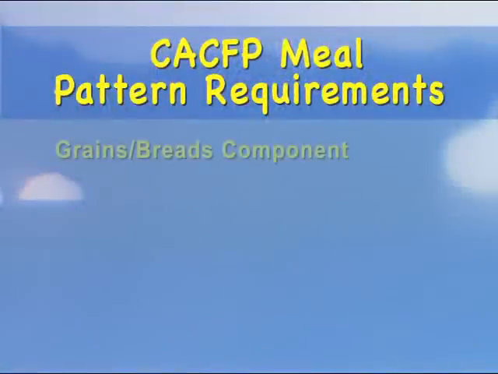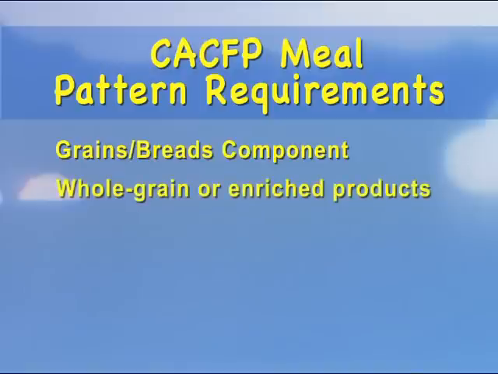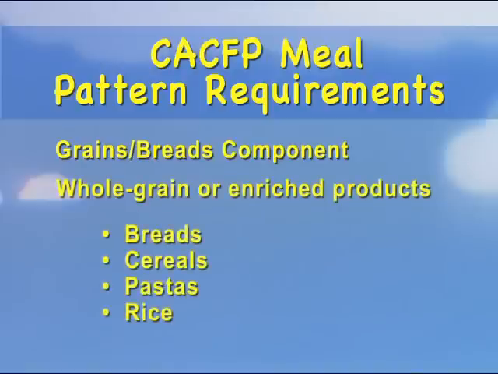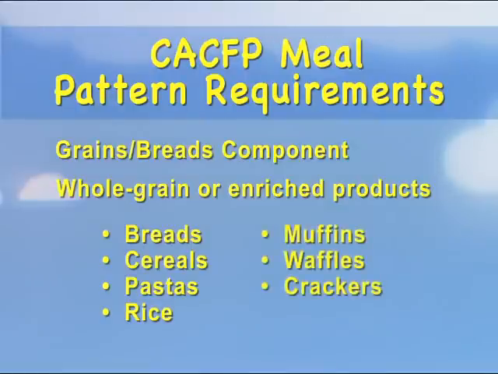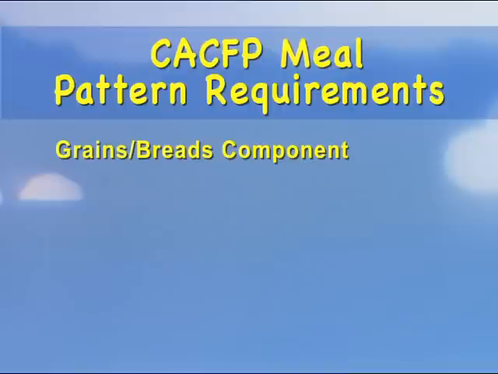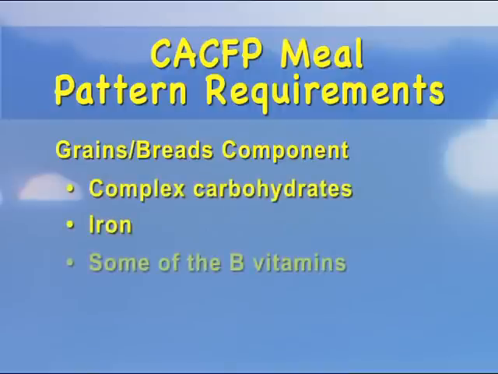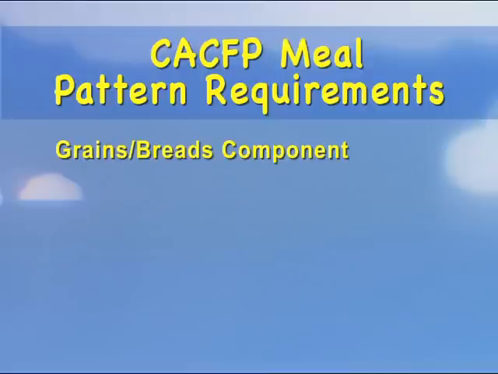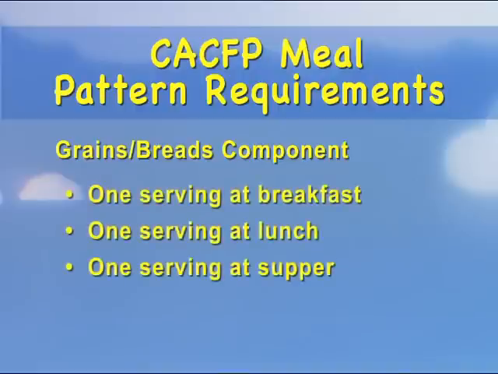First is the grains and breads component, which includes whole grain or enriched breads, cereals, pastas, rice, and products such as muffins, waffles, and crackers. These foods have complex carbohydrates and provide iron and some of the B vitamins. To meet the meal pattern requirements, you must include one serving from the grains breads component at breakfast, lunch, or supper.